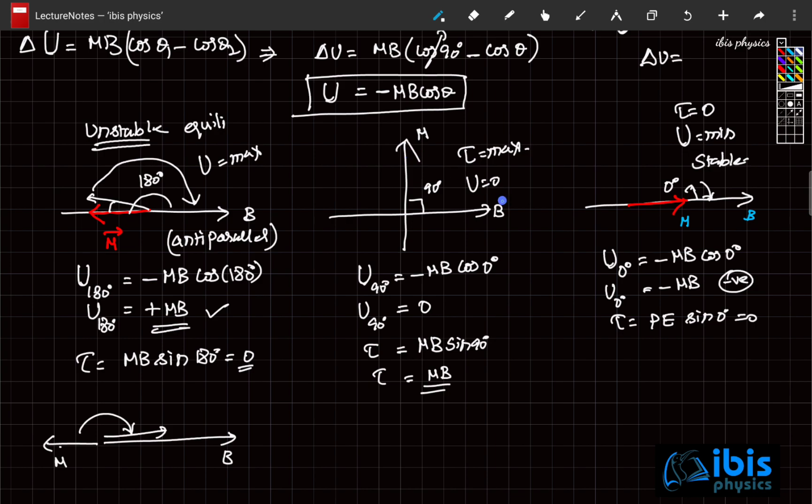In this case, it experiences a maximum torque in the direction of the dipole. And here in this case, its torque is 0 and energy is minimum. Because it is minimum, and all systems in this universe try to attain as small an energy as possible, when the dipole is parallel to the magnetic field, it is in stable equilibrium.